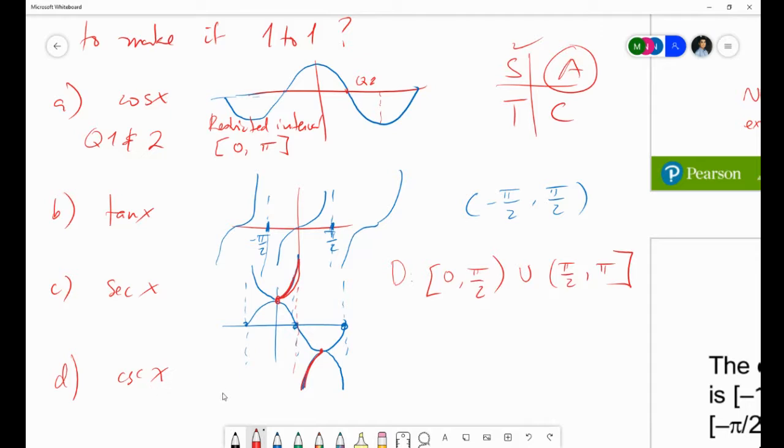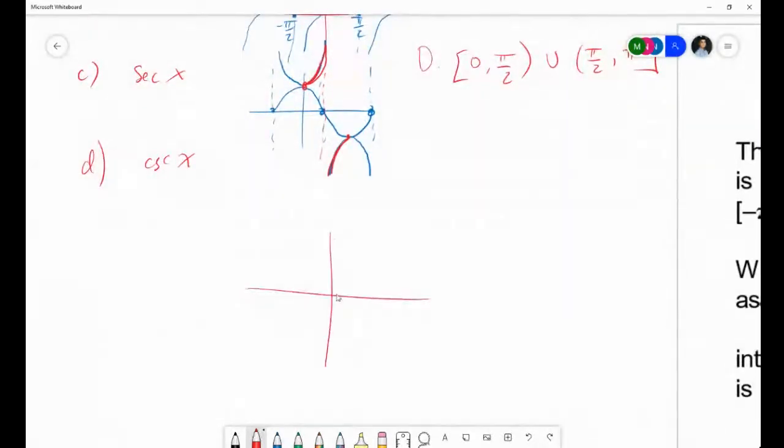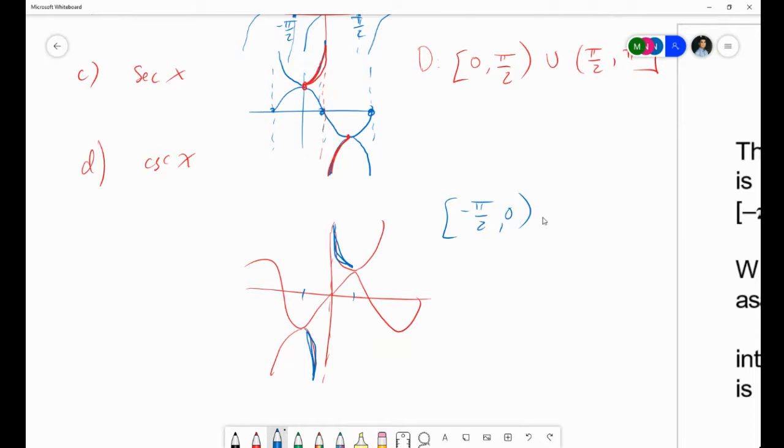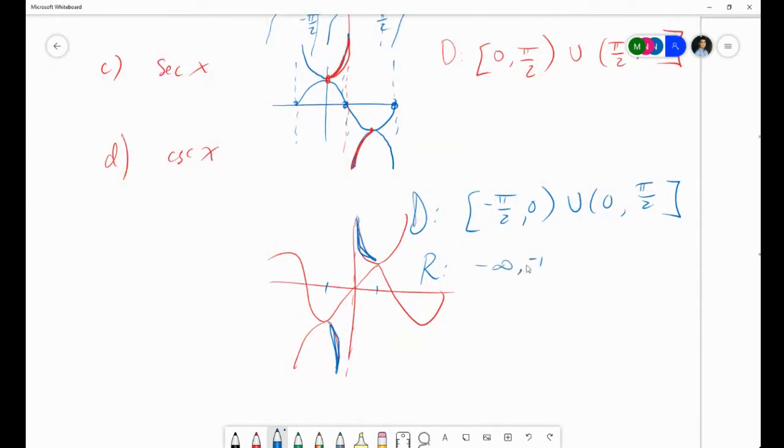Okay, cosecant, very similarly. For cosecant we have the reciprocal of sine, so it looks like this. Vertical asymptotes here. And we have to choose this piece and this piece. So it'd be from -pi/2 to 0, and then 0 to pi/2. Okay, so this is the domain that we need to restrict it to. And the range for it will be from -infinity to -1, union from 1 to positive infinity.